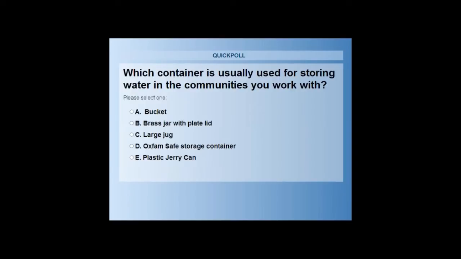So what we had there was a bucket, a brass jar with a plate lid, a large jug, some Oxfam Safe Storage water storage container, and a plastic jerry can. Which of these containers is usually used for storing water in the communities you work with?